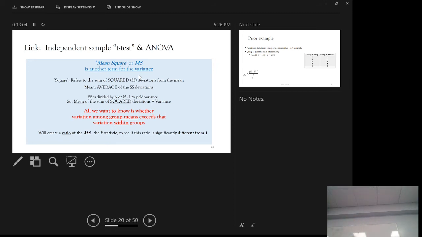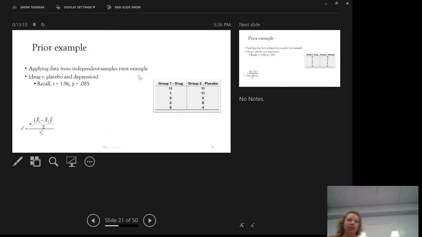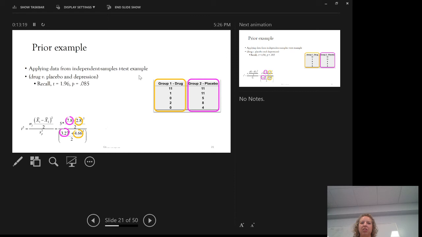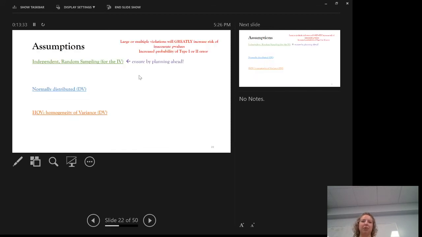In red, this is important. We want to know whether the variation among the group means exceeds the variation within groups. Here I do the calculations. I did an example showing you, here's our drug and placebo group we were playing with before. I can plug in their numbers, and I can find their t-squared, and it is exactly the F value. Yay. If you didn't believe the book, there's an example.